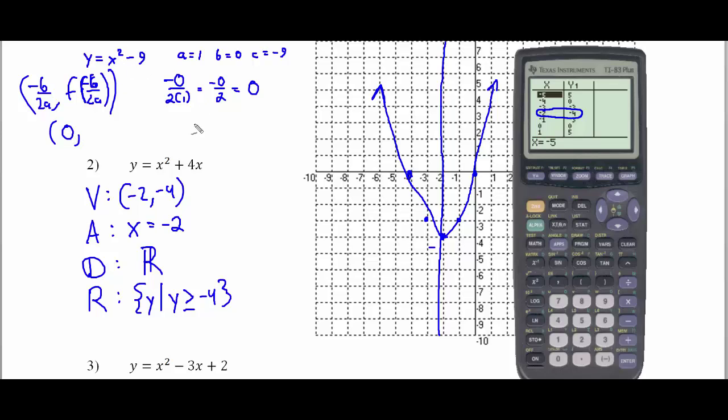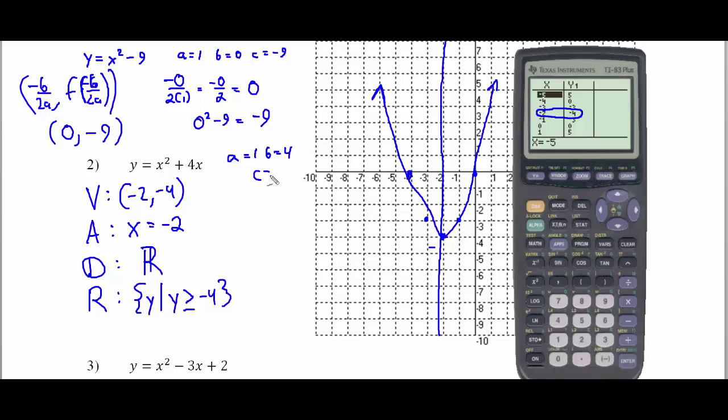And to figure it out for my y, I'm going to plug in the 0: 0 squared minus 9, and 0 squared minus 9 is equal to -9. And so there's my vertex for the first problem. And you can actually go back into your notes and see that that was the vertex, but we used the technology.